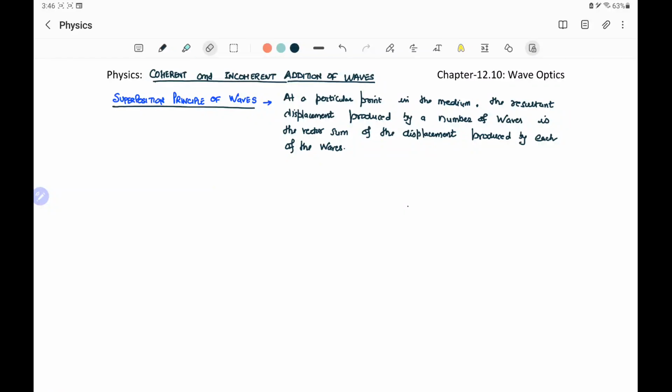In wave optics, the next topic is coherent and incoherent addition of waves, in which first we will discuss the superposition principle of waves. At a particular point in the medium, the resultant displacement produced by a number of waves is the vector sum of the displacement produced by each of the waves.